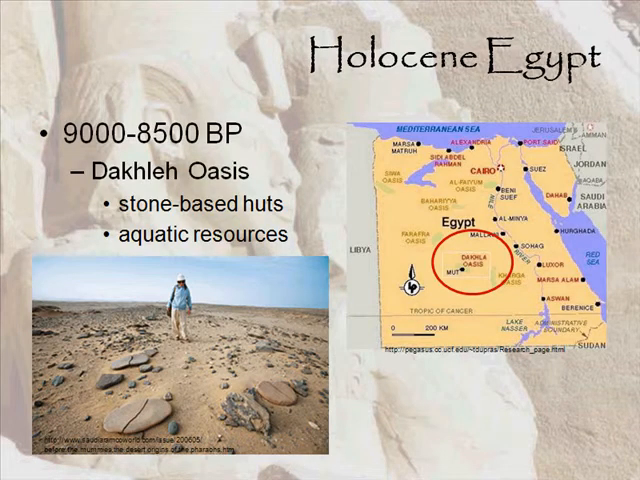Next site we want to talk about is the Dakhla Oasis, and here we do have stone-based huts, so we actually have some foundations of stone. The earliest habitation is about 400,000 years ago, but it's between 9,000 and 8,500 years ago that we see kind of substantial habitation, and again these stone-based huts.